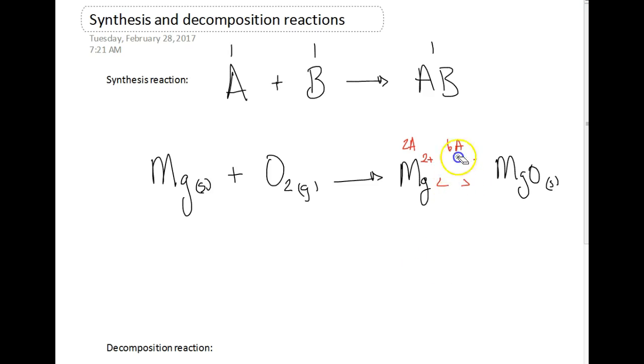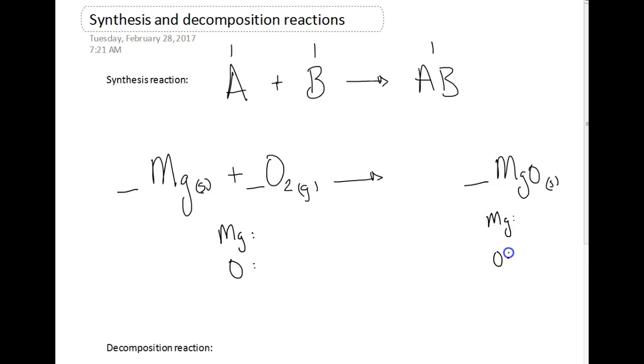I'm going to go ahead and erase this. Now we need to balance our equation. So on our reactant side, we'll write down the number of magnesium and the number of oxygens, and on our product side, we'll write down the number of magnesium and the number of oxygens. We'll start off with magnesium. We just have 1 here, and on the product side, we have 1. So magnesium is currently balanced. On the reactant side, we have 2 oxygens, but on the product side, we only have 1 oxygen.